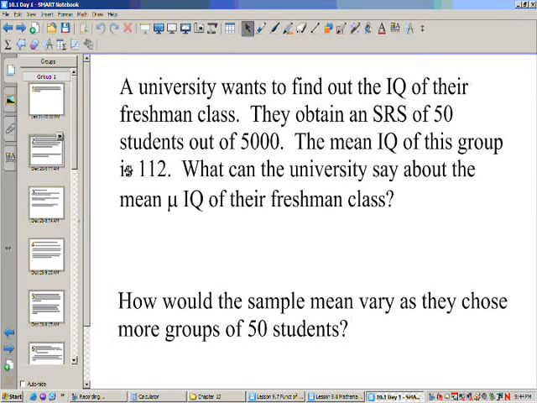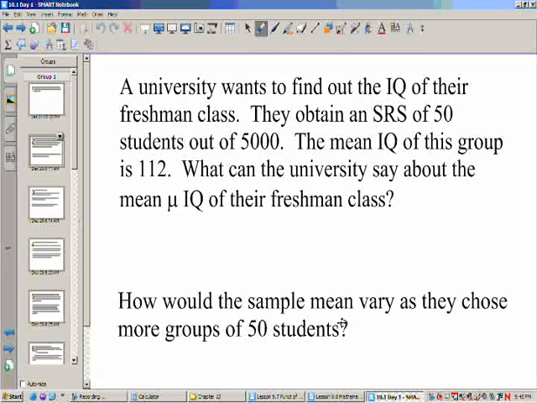Now, a university wants to find the IQ of their freshman class. They obtain an SRS of 50 students out of 5,000, and the mean IQ of the group is 112. What can the university say about the mean IQ of the entire freshman class? Now, how would the sample mean vary as they choose more groups of 50?